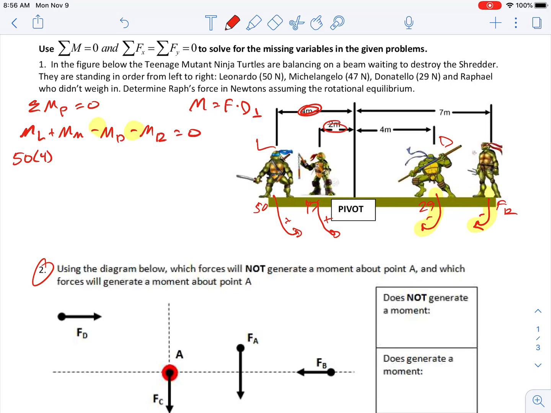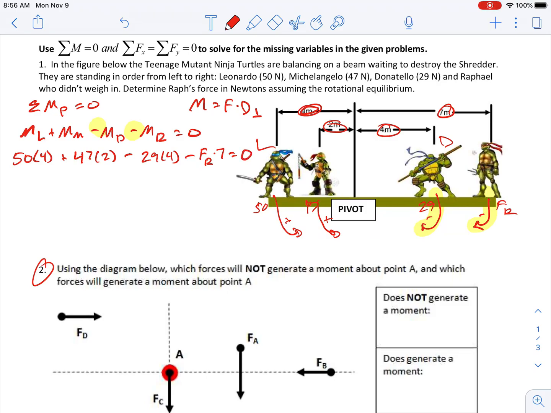Michelangelo's distance is 2 meters, so plus 47 times 2 meters. Minus Donatello is 4 meters away, and so that is 29 times 4. And then minus Raphael is 7 meters away, and his force is unknown, so I'm going to do FR for Raphael's force times 7 meters equals 0.